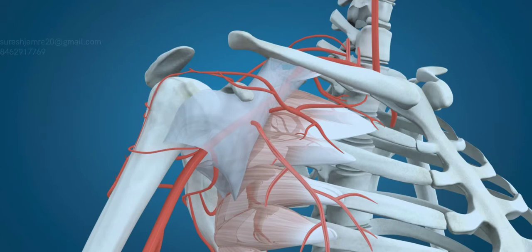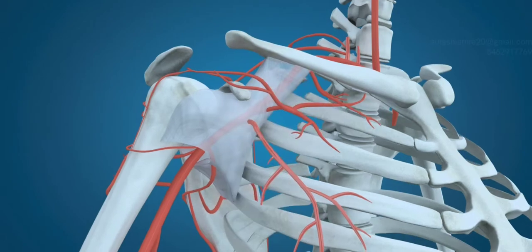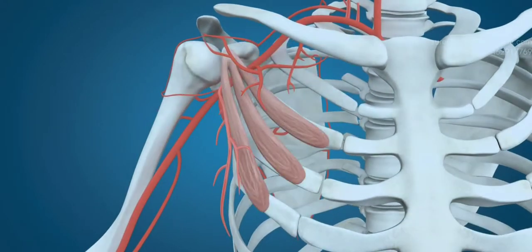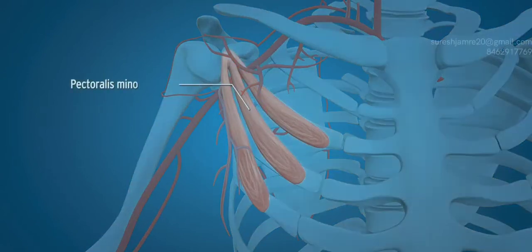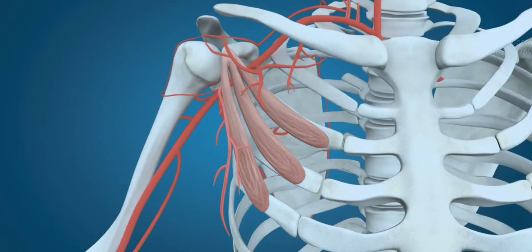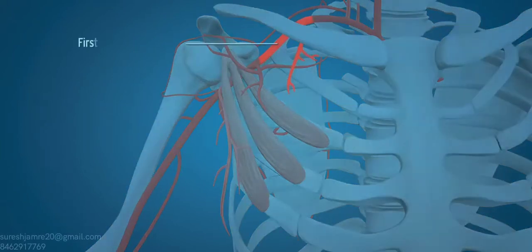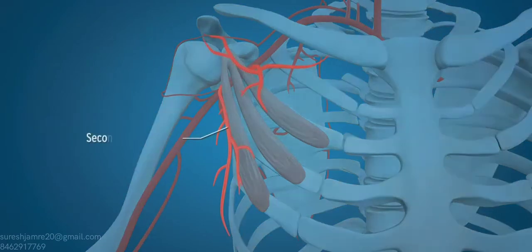Divisions of the axillary artery. The axillary artery is crossed by the pectoralis minor muscle. This pectoralis minor muscle divides the axillary artery into three parts: first part, second part, and third part.